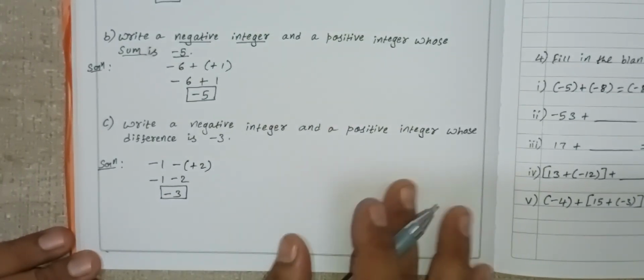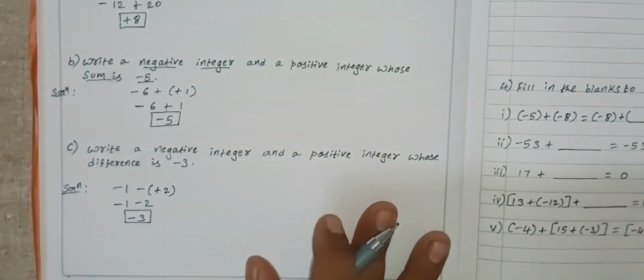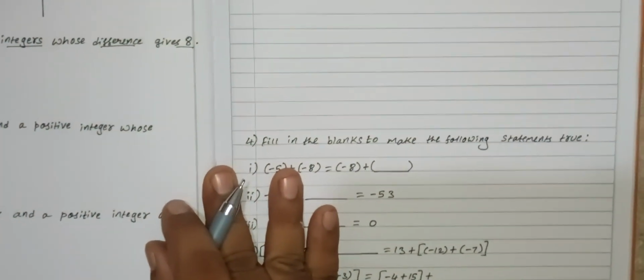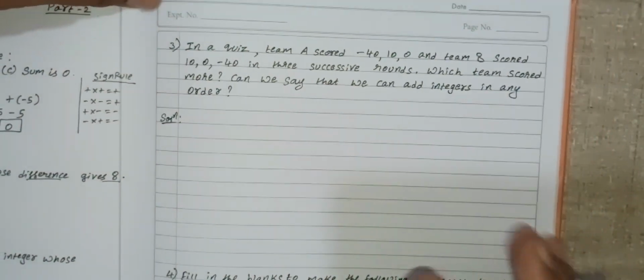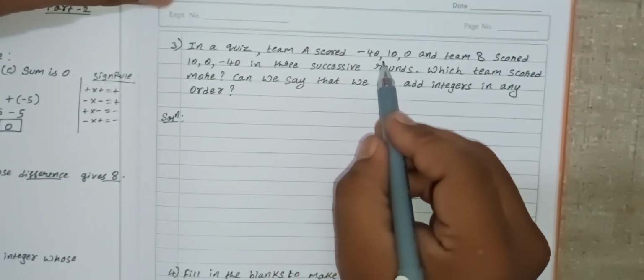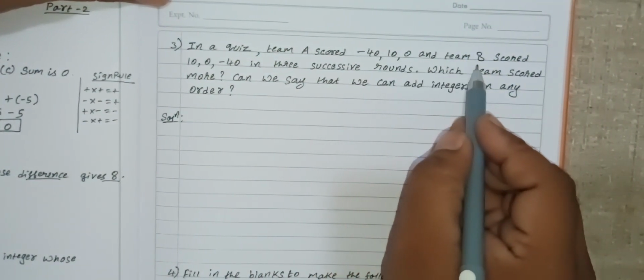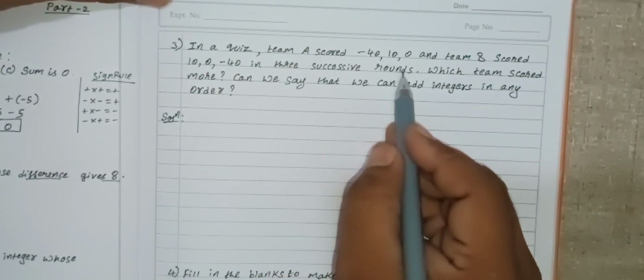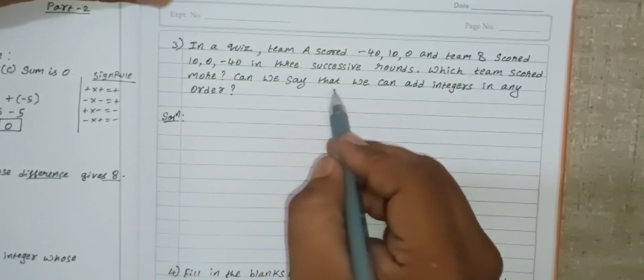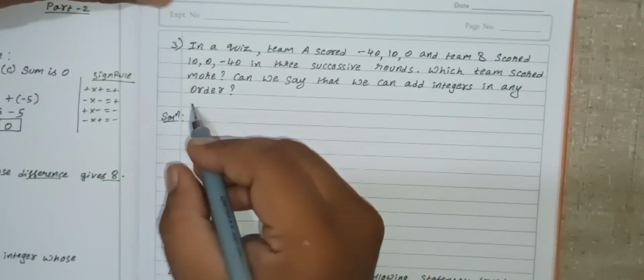Okay, so this is the second problem we have solved in part three. And the next question is: in a quiz, team A scored minus 40, 10, 0 and team B scored 10, 0, minus 40 in three successive rounds. Which team scored more? Can we say that we can add integers in any order?